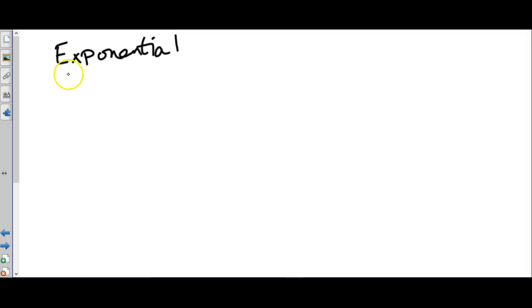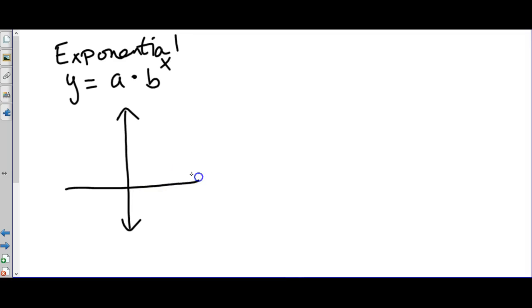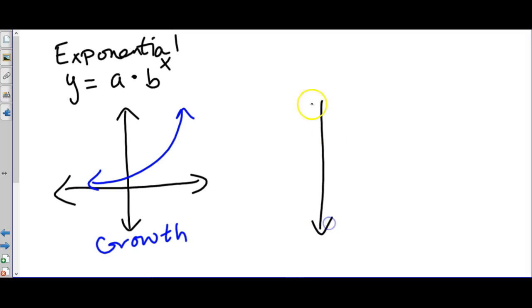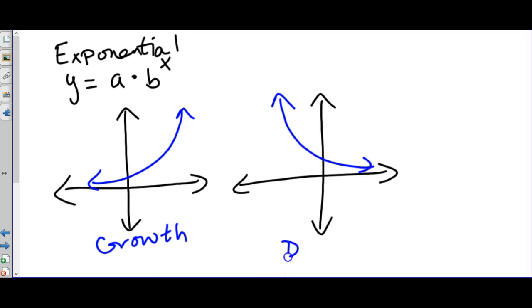Exponential graphs are y equals a times b to the x. If you have exponential growth, it would go in this direction. And if you have exponential decay, it would be going down. We'll talk about how to know which one is which in a second.